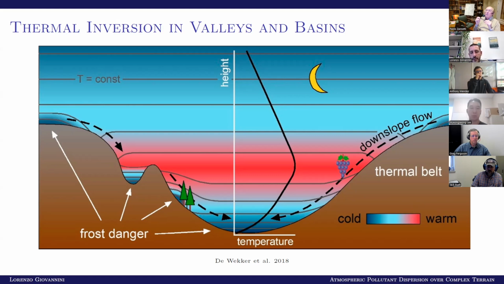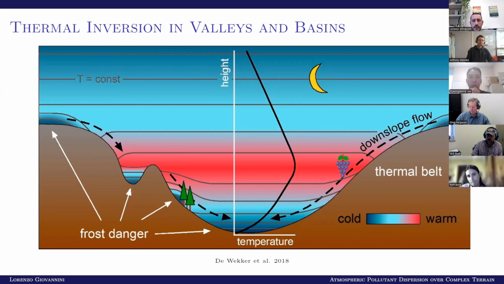However, over complex terrain, in particular inside valleys and inside basins, thermal inversions can usually be stronger, and they can also last longer than over flat areas. So over flat areas, usually thermal inversions are dissipated during the day due to the arrival of solar radiation. However, especially in winter and in narrow valleys, due to the reduced incoming solar radiation, thermal inversions in valleys and basins can persist also during the day. So with these effects of accumulation of pollutants, as we'll see later.